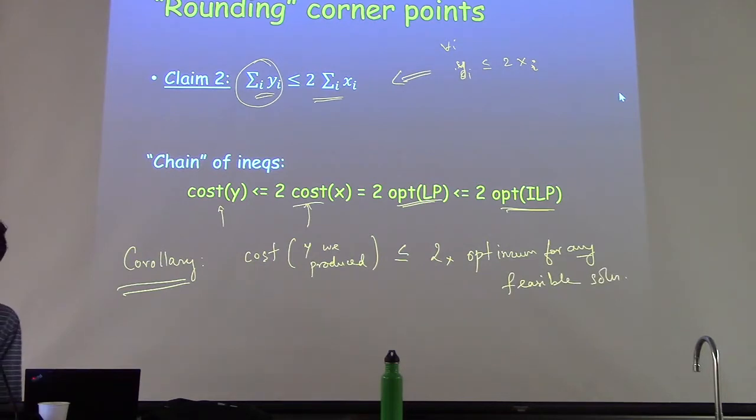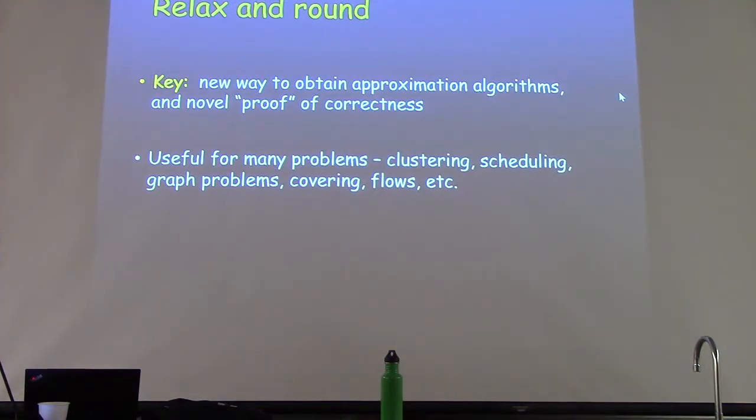Okay? So this basically means that this is a 2 approximation algorithm. This is the definition of a 2 approximation algorithm: the solution you produce has a cost that is at most two times the optimum. And if you think about it, this is a very different way of proving an approximation guarantee.